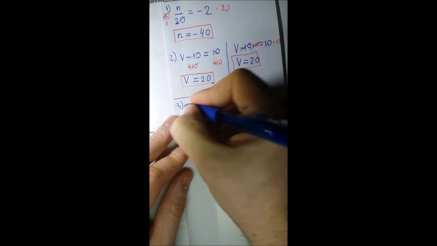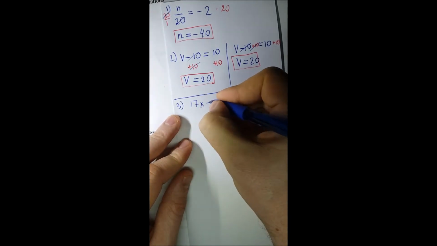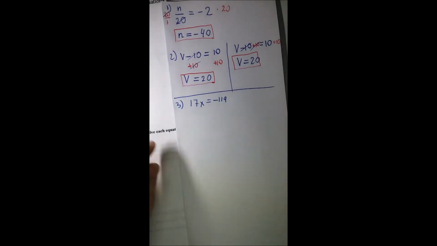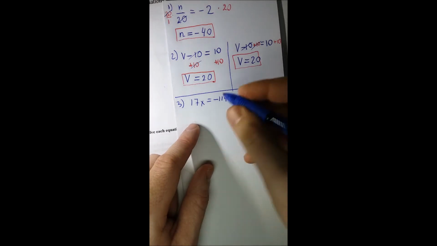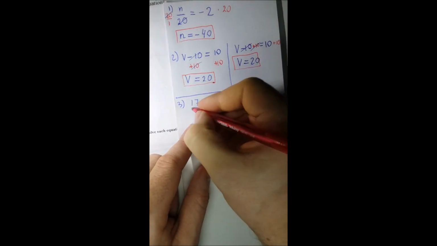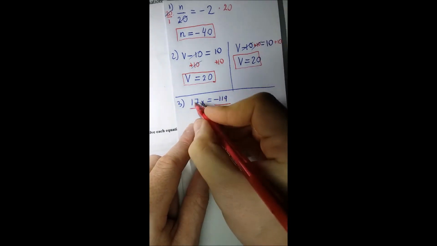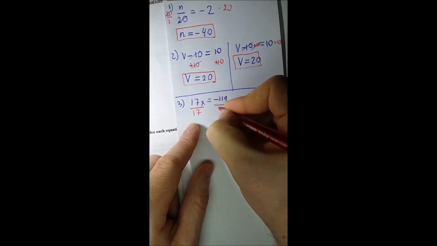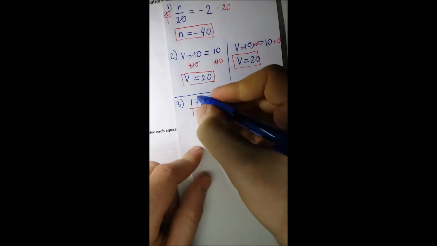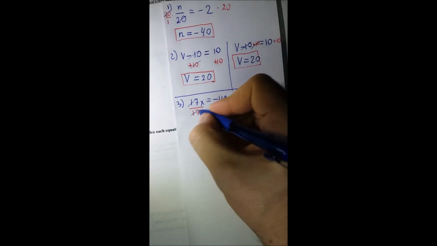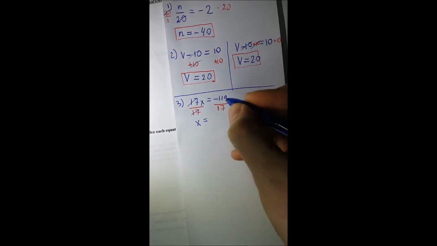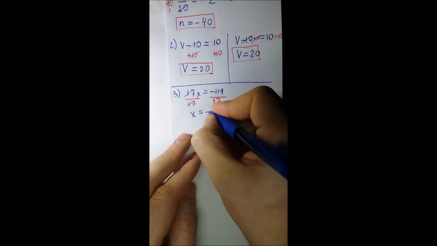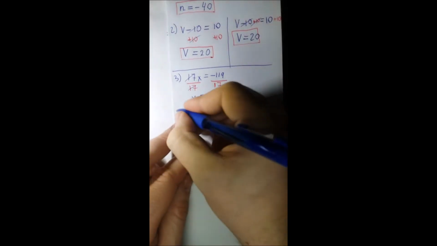Number 3. 17x equals -119. In this case, it's a multiplication. So what we've got to do is divide both sides by this number that's attached to x, which in our case is 17. So you've got to divide both sides by 17. And what you're going to get is 17 and 17 are gone. X equals -119 divided by 17. X equals -7.